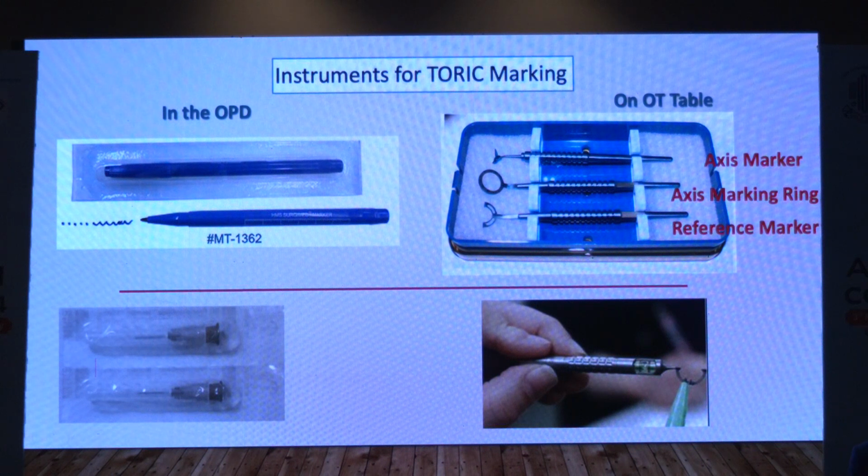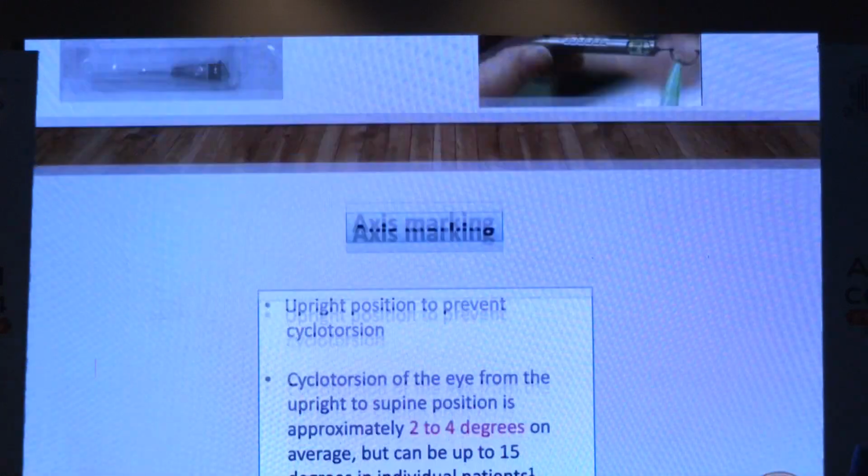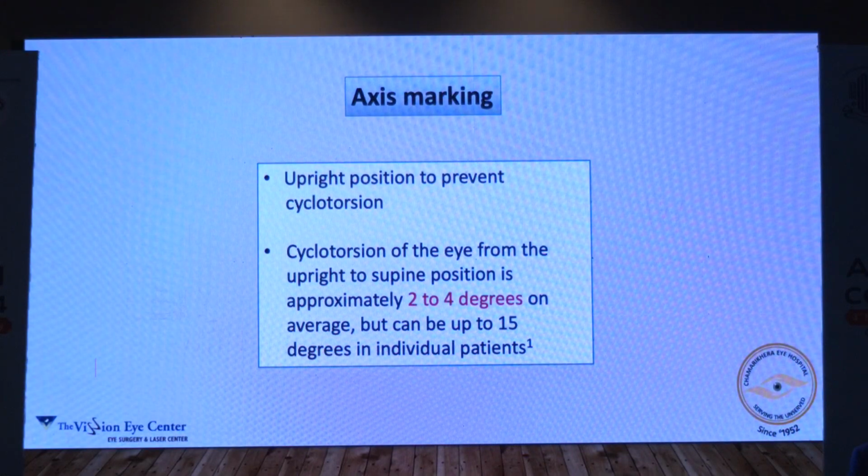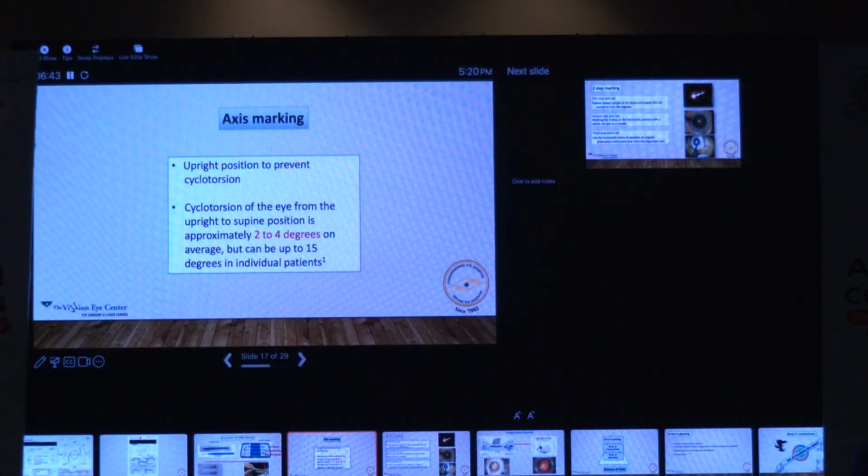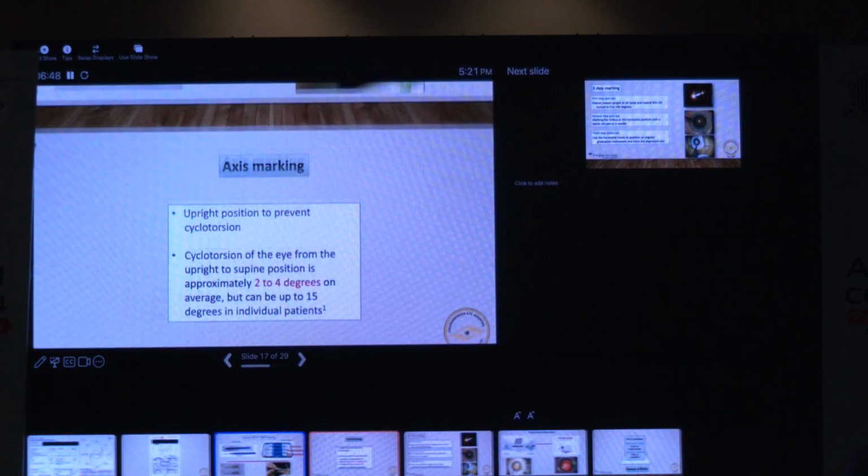You can use these markers to mark your axis marking rings so that the imprint stays on the cornea. The axis marking has to be done in an upright position to prevent cyclotorsion. The cyclotorsion of the eye, just a second.